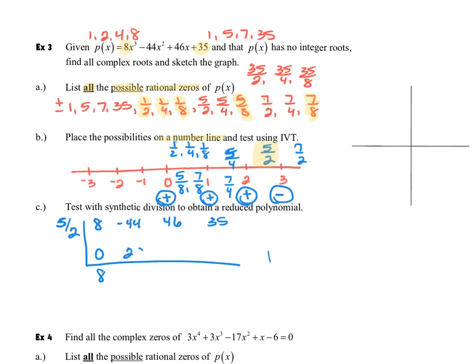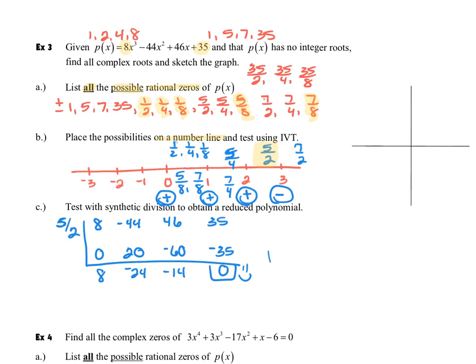Again, if you need to pause, you can. That's going to give me a 20. I'm going to add straight down. That gives me a 24. 5 halves times my negative 24 gives me a negative 60. Adding straight down gives me a 14. Multiplying there gives me a 35. And sure enough, there's my rational 0, which means I now have this nice polynomial that I can work with.